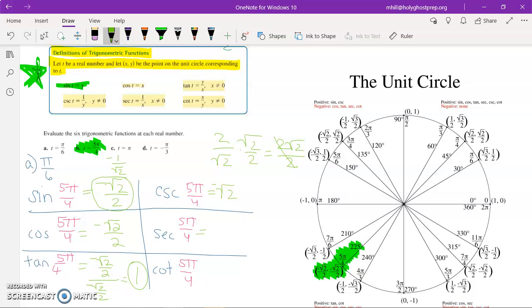All right, so that is negative root 2. All right, secant. The reciprocal of this was the same as the reciprocal of that because these two are equal. So this is also negative root 2. Cotangent, you can do cosecant divided by secant, or just look at the reciprocal of tangent, which is just 1. So that answer is 1. Hit pause and take a look at those 6 answers here.